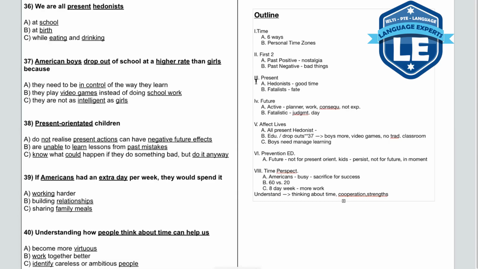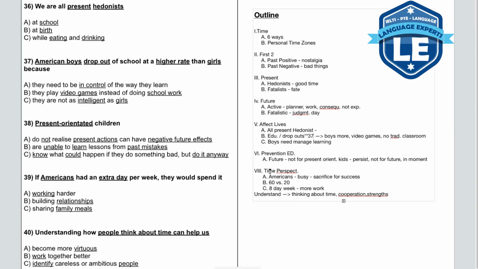Again, like I said, you don't have to use this outline section, but it is very helpful to follow the speaker's main points. I was able to understand that time was his main idea. Then he used some phrases like first, second, then. These are connecting words that show the order. And so I was able to make an outline of the first 2 things he was talking about: present, future, how it affects lives, prevention education, time perspectives, and then the wrap up for understanding.